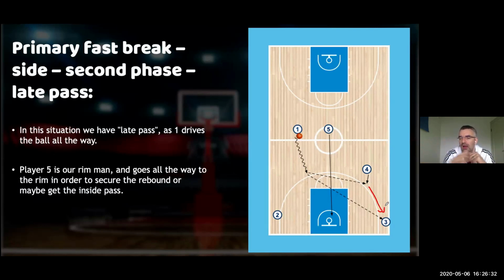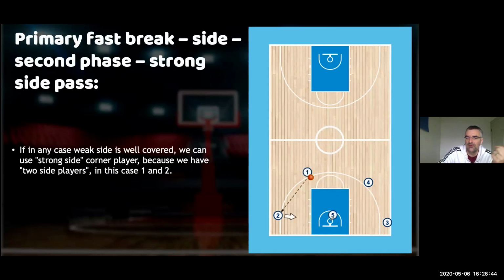This is what I'm just showing the situation. So if the ball comes here, it could be immediately shot, or can be a reverse pass for a shot, or could be pass inside for a shot, or could be pass and cut. There is lots of different situations. So if the weak side is covered, we can use a strong side because this is what we have. We have 2-man side fast break, you know.